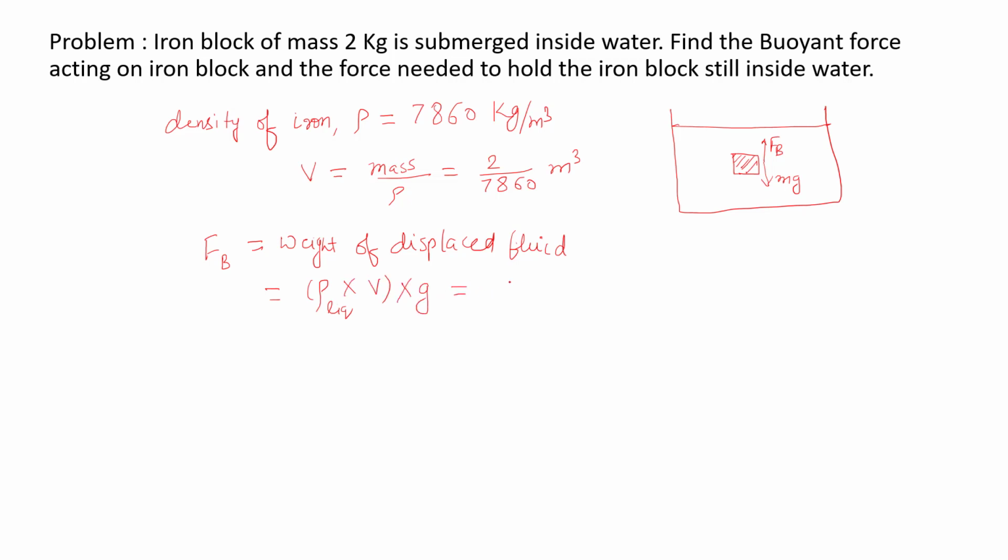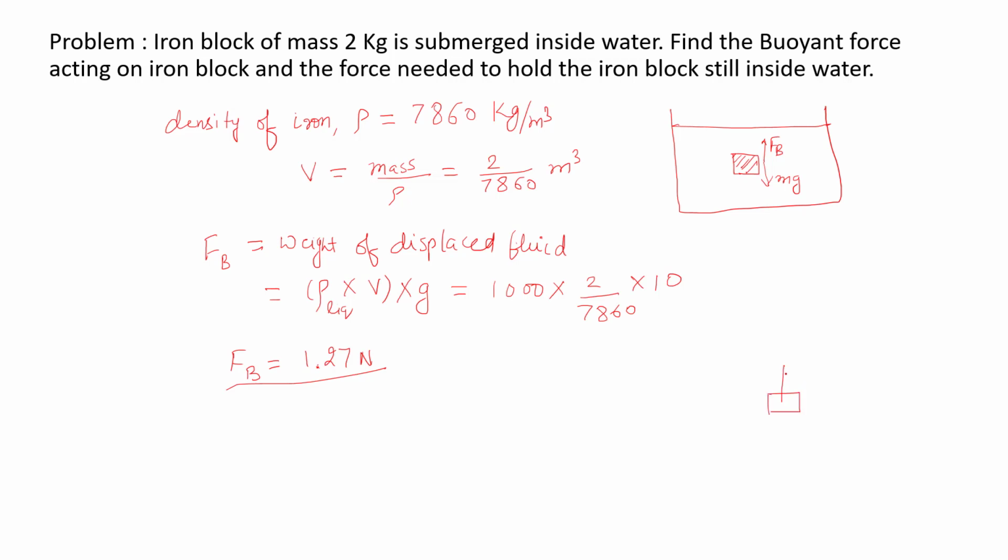Now rho liquid, because this is water, the density is 1000 kilogram per meter cube into volume, which is equal to 2 divided by 7860 meter cube into g. The value of g is taken as 10. So the buoyant force is coming out as, after calculating, 1.27 Newton. So the buoyant force that is acting on the iron block is equal to 1.27 Newtons.